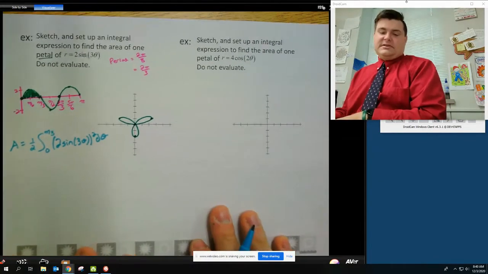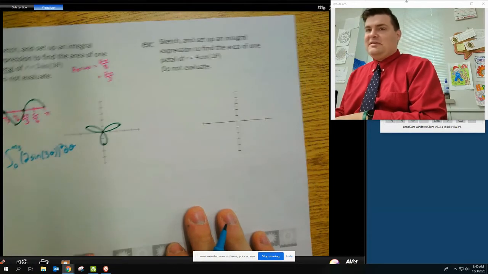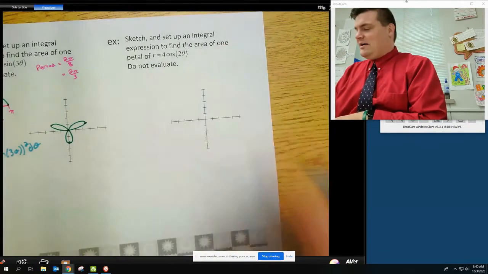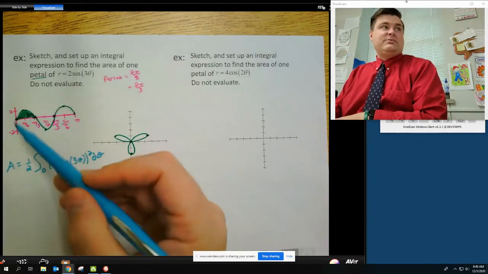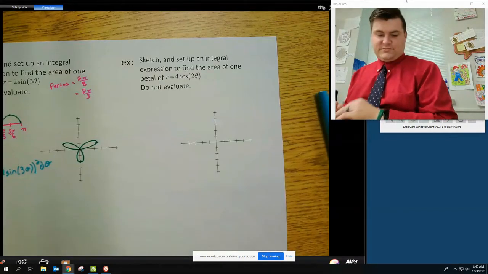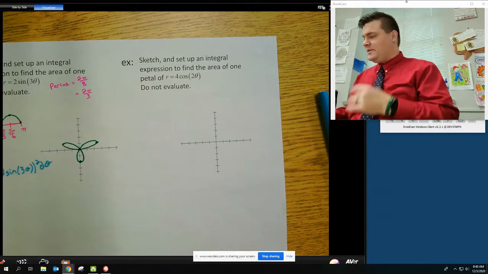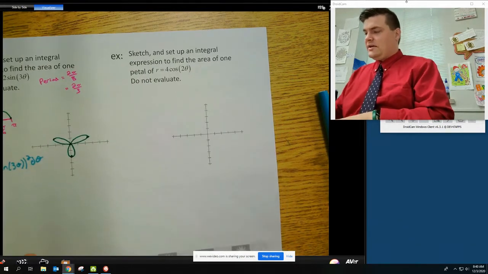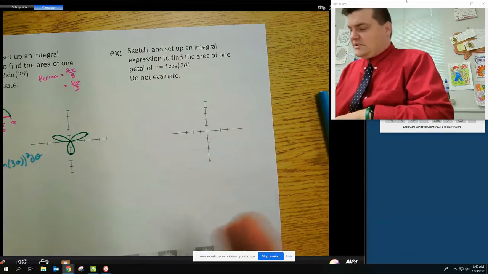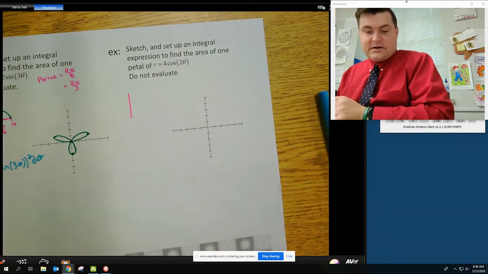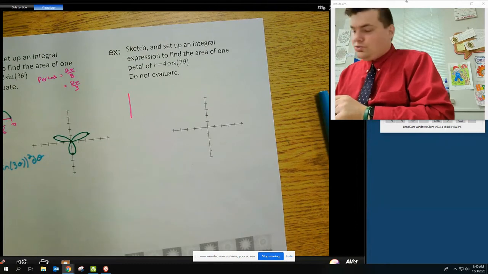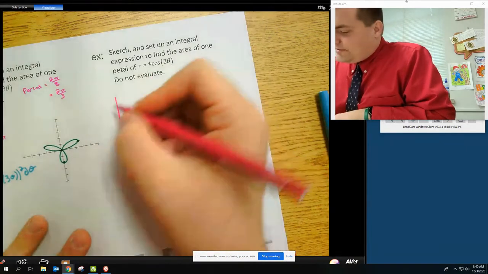Second example is like the exact same example, just this one uses cosine. So with cosine, it's not as obvious when you do the sketch to see where 1 petal is. So the setup of it is a little bit different, but it's going to be the same idea here. So we're going to go ahead and sketch this out. This is a rose with, it looks like it has 2 petals. Actually, it does not. It has 4 petals. I'll explain why.